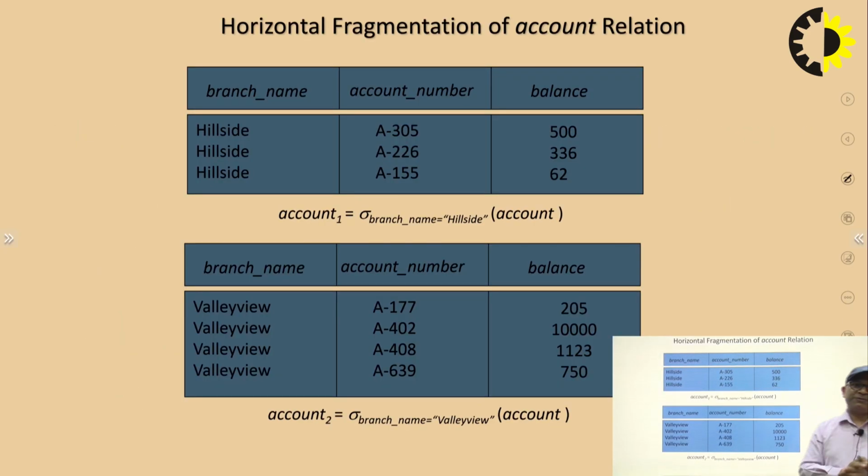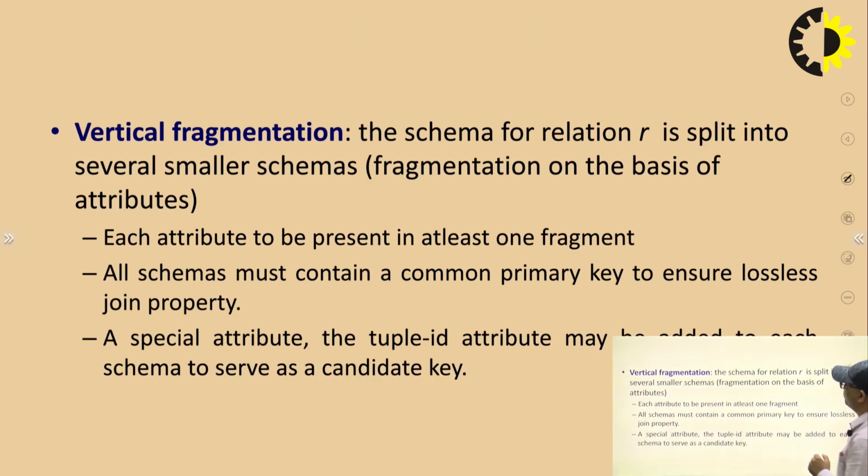This is horizontal fragmentation. This is how we can break a large database into two different parts. The first is select the branch name Hillside from account, and the second is select the branch name Valley View. So this is a horizontal fragmentation. We divide the database on a horizontal basis: some records are kept in this database, some records are kept in the other. So horizontal fragmentation is a very good approach to break the database.